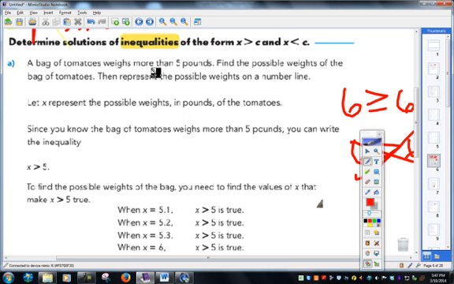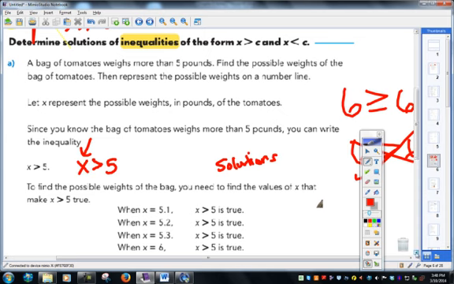A bag of tomatoes weighs more than 5 pounds. Find the possible weights of the bag of tomatoes. Now, if it weighs more than 5 pounds, we're going to let a variable represent how much the bag actually weighs. We don't know how much it weighs, but all we know is that it weighs more than 5 pounds. So this would be a greater than symbol, because these values right here, these solutions we call them, everybody write that, solutions, they're just answers that could fit in here, are all going to be greater than 5.